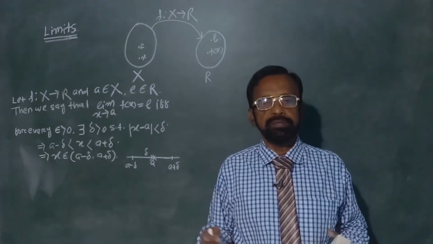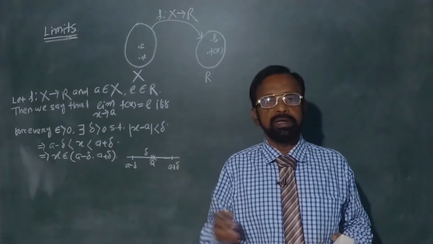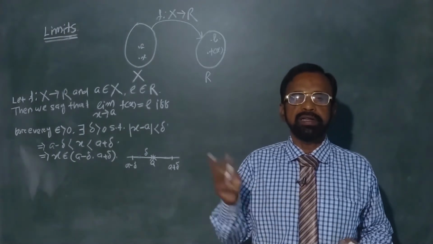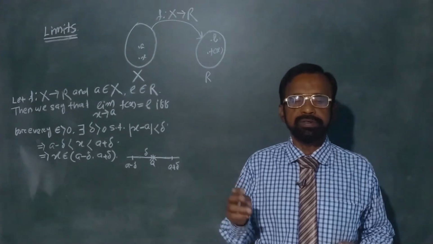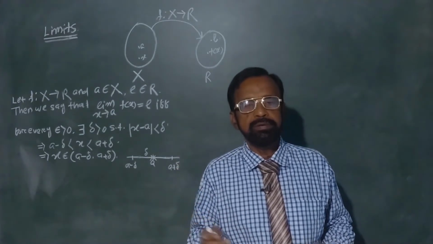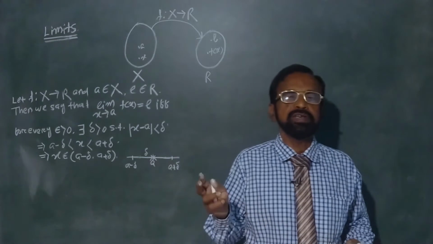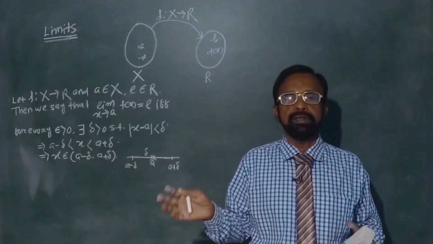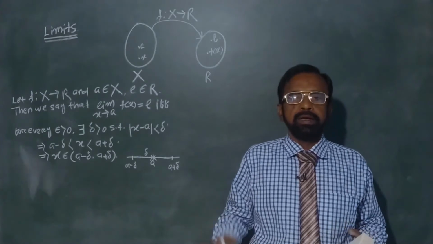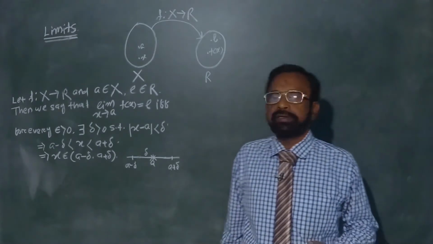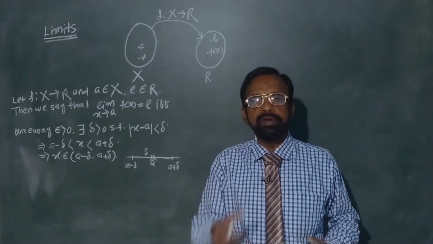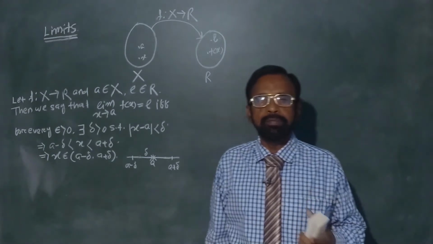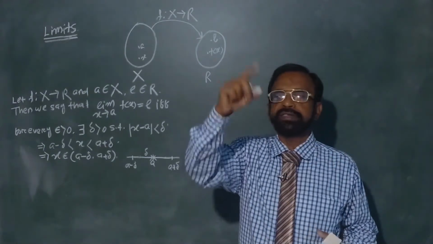There are several types of functions we have already discussed: polynomial function, algebraic function, rational function, trigonometric function, inverse trigonometric function, logarithmic function, exponential functions. And what is the domain and what is the codomain. Now we will start limit. Limit of what? Limit of a function. So what is the limit of a function? Function means it has a domain set and a codomain set.